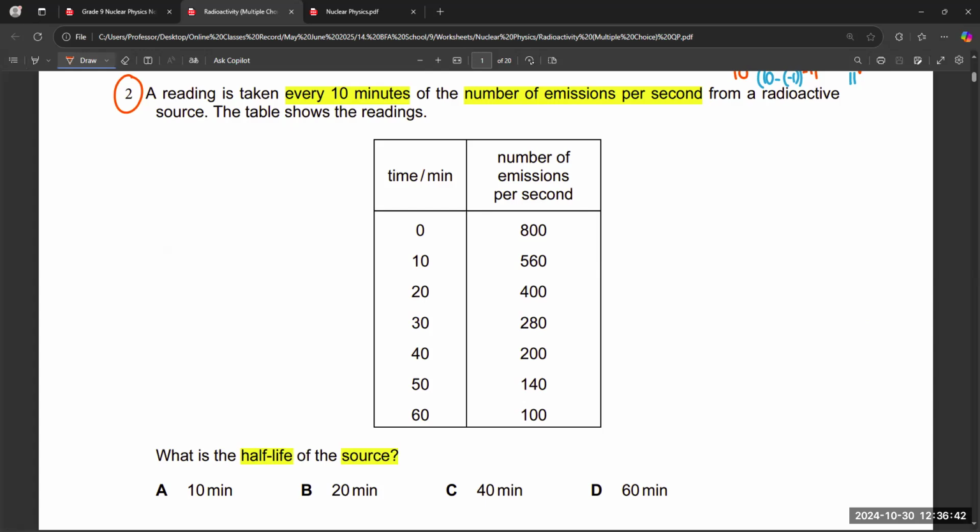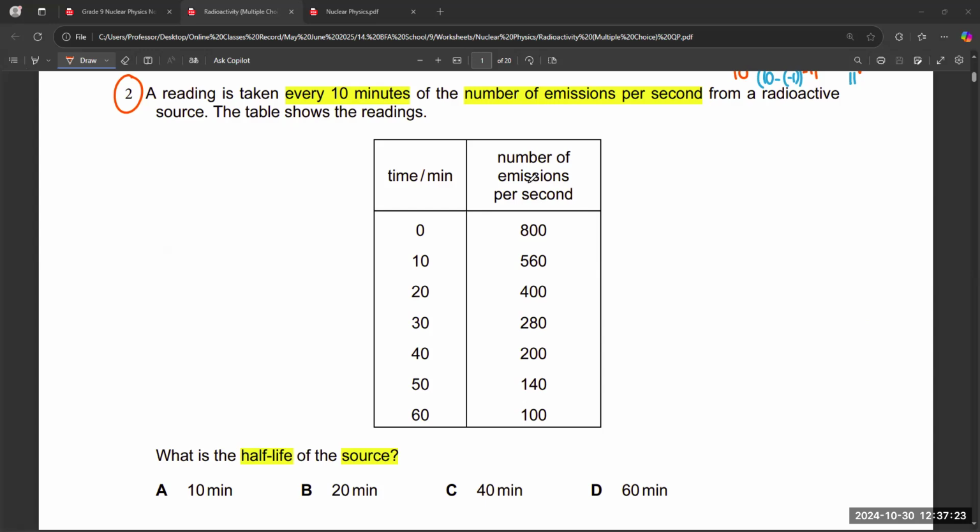Yes, any question, Rayan? Sir, I want to ask, when they ask what is the half-life of the source, it means how much time it has taken? Yes, because you can see all options are already given in time. So the process of half-life is very simple.